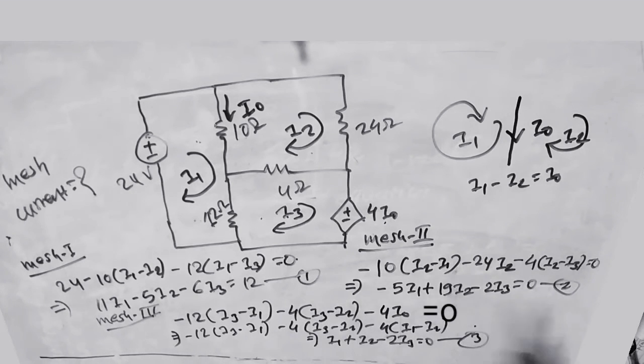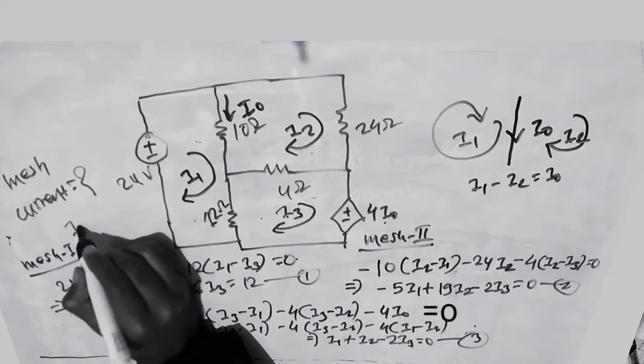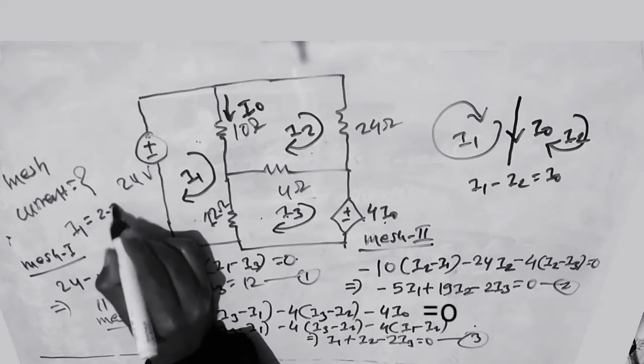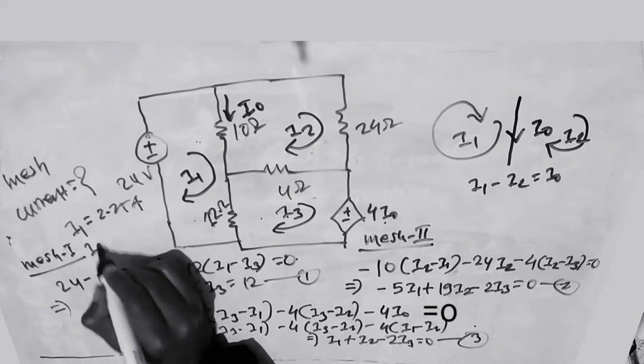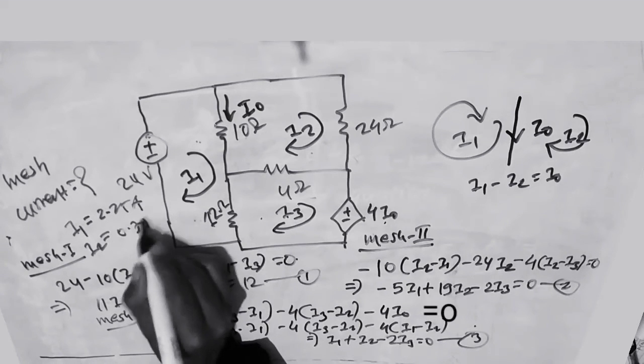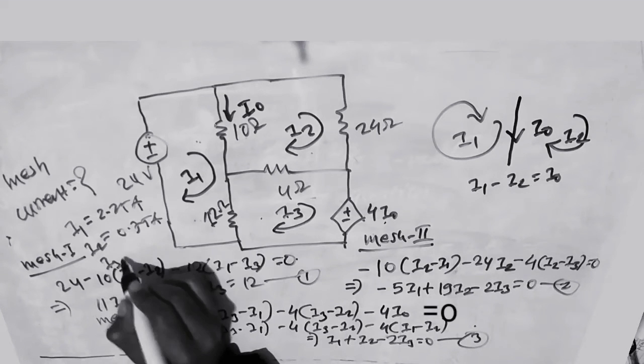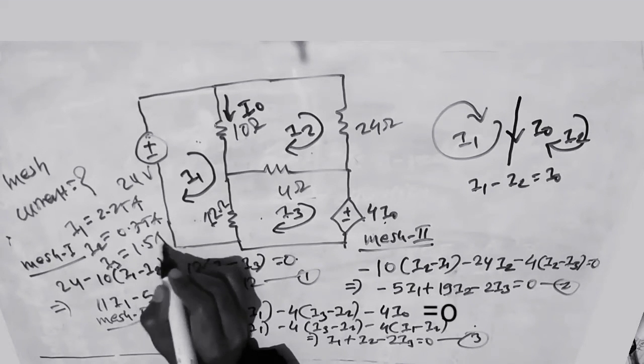On solving equations 1, 2 and 3 using a calculator, we can get the values of I1, I2 and I3. So I1 equals 2.25 ampere, I2 equals 0.75 ampere, and I3 equals 1.5 ampere.